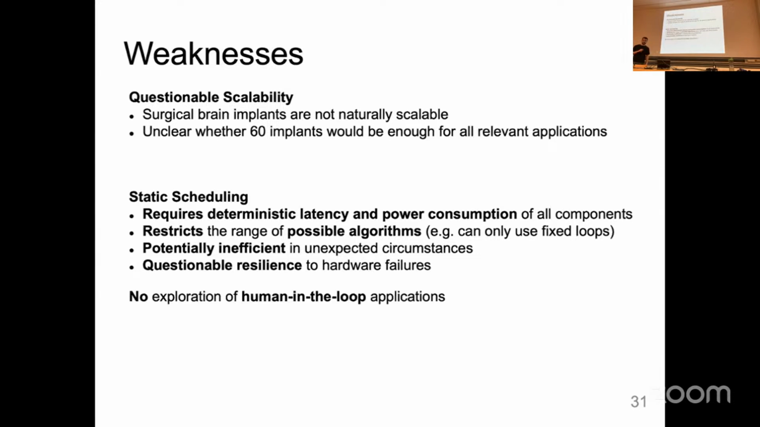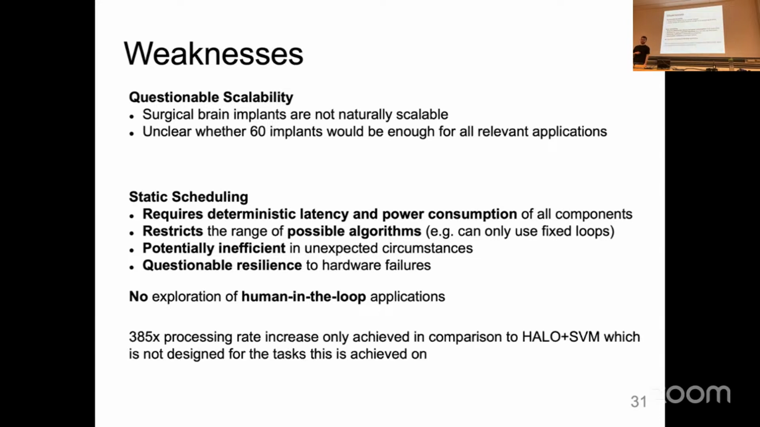Okay, then also no exploration of human-in-the-loop applications. Human-in-the-loop are basically what I said with the interactive queries. While they state they provide a number of different classes, of which this is one, and they provide an example for each, they don't provide an in-depth analysis of an example for this one. So this would be a weakness.